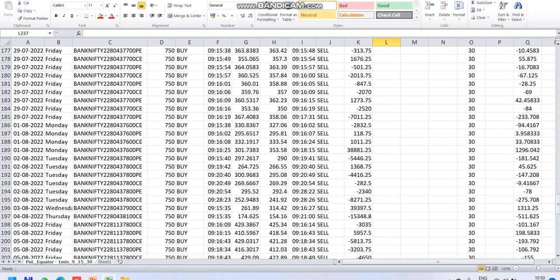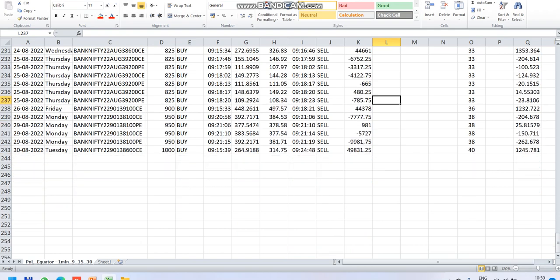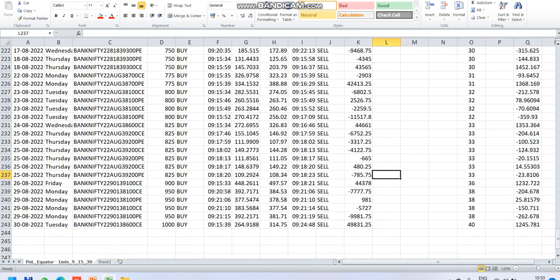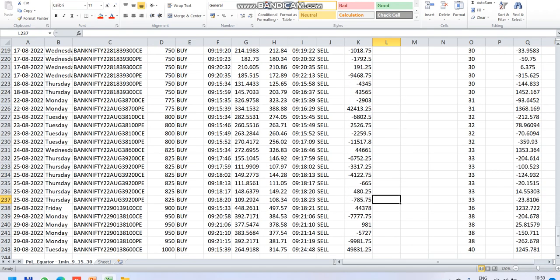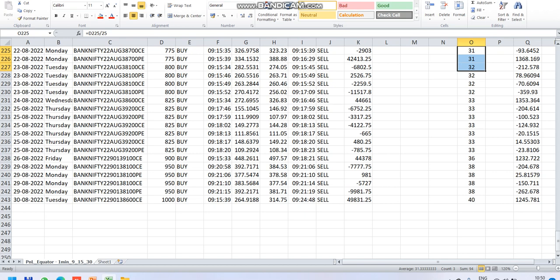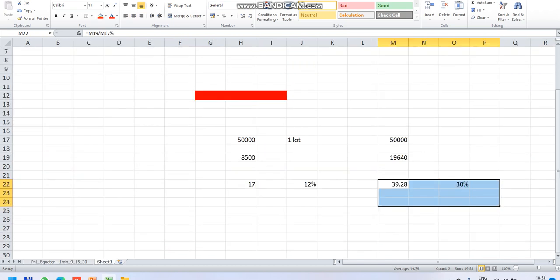So I explained to you the lots, how I am increasing them. You can also make a rule of your own. I have made my own rule: every day I am increasing one lot from today, till I reach 45. So I have a capital. If you have a capital, I'll just show you.